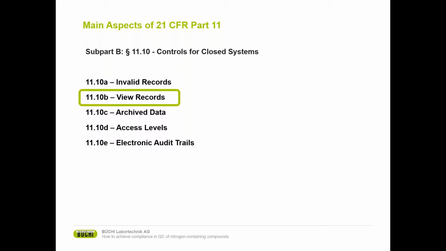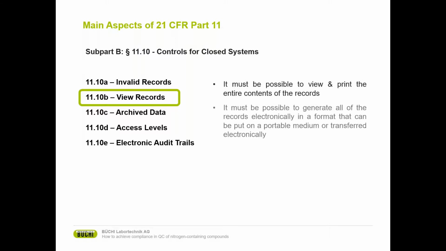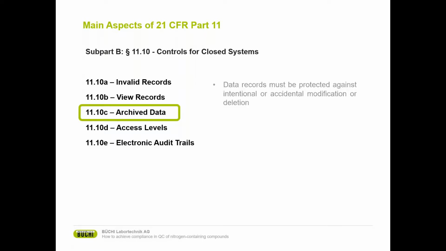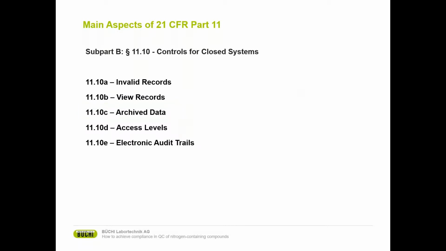About viewing records, it must be possible to view and print the entire contents of the records. It must be possible to generate all of the records electronically in a format that can be put on a portable medium or transferred electronically. 11.10(c) is about archived data. Data records must be protected against intentional or accidental modification or deletion.